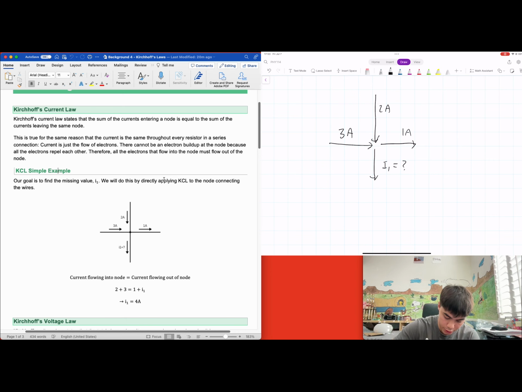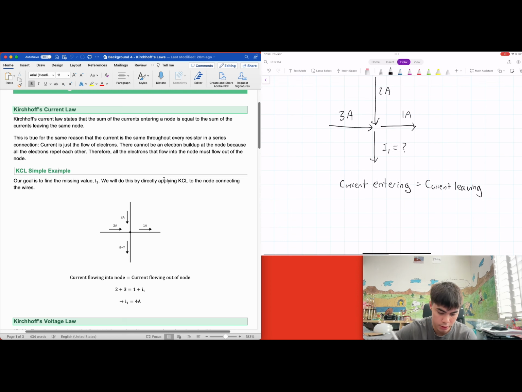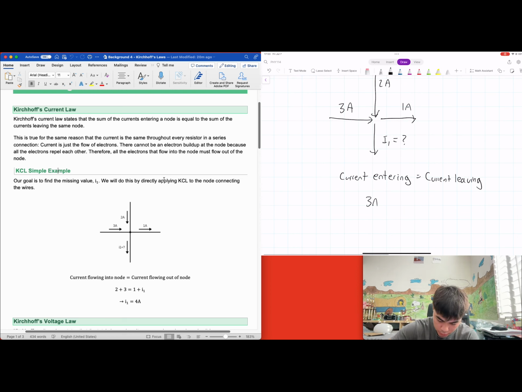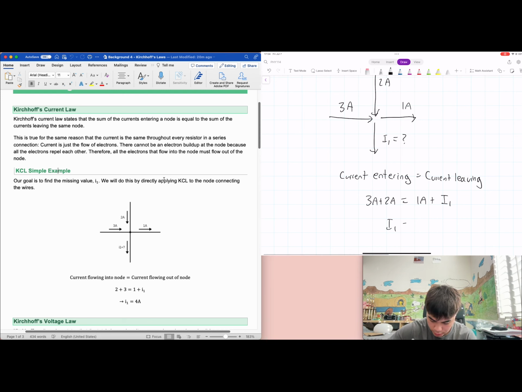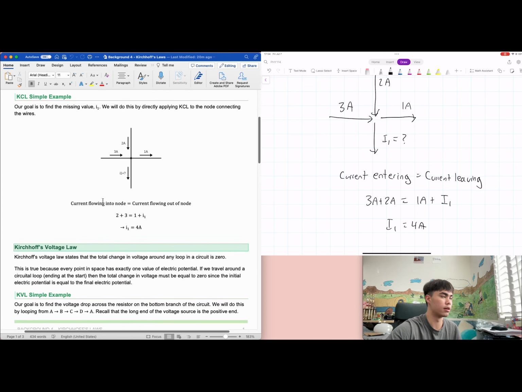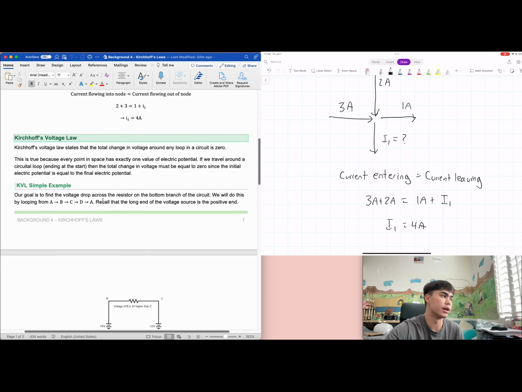So the current entering is equal to the current leaving the node. The current entering the node is those 3 amps plus the 2 amps, and the current leaving is the 1 amp plus the I1, and we can solve this for I1 equals 4 amps. So that's pretty straightforward. It doesn't get a lot harder than that. It's usually straightforward like that.